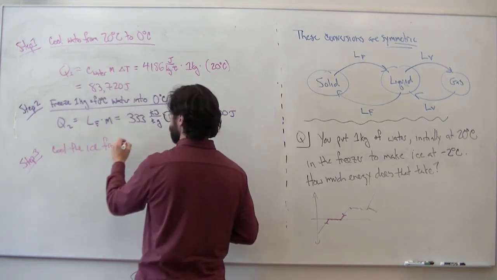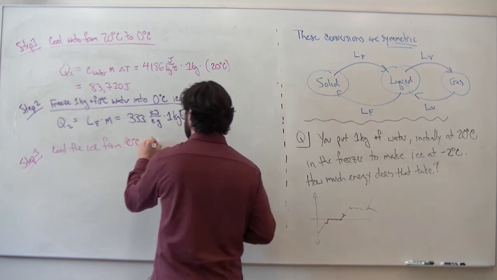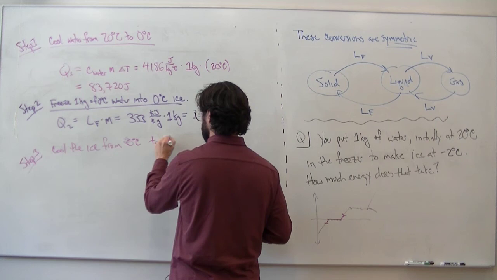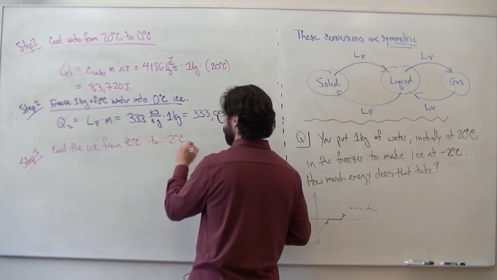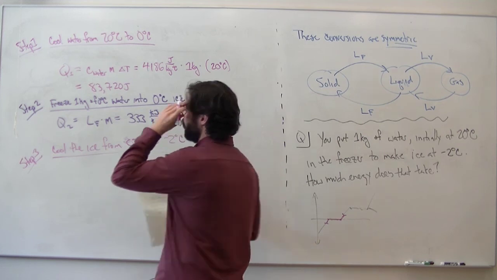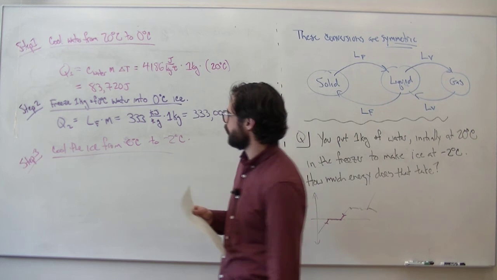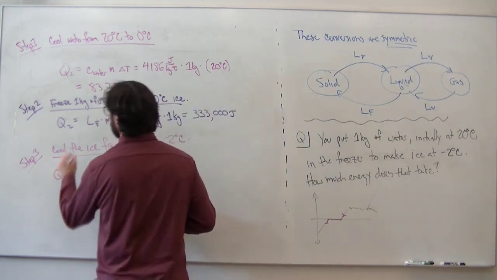After we fuse it, it starts at 0 degrees Celsius. And then the statement of the problem says that we end at -2 degrees Celsius. Okay, so what's the thing that I have to look up that I haven't written down yet?